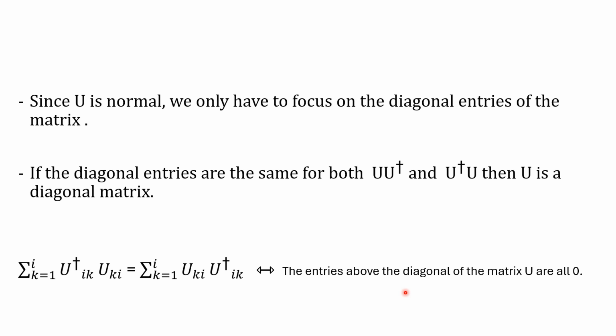So this is kind of my understanding of how we can approach this problem. But there's still some stuff that this proof is missing. For example, I don't know why, if a matrix is normal, we only need to focus on the diagonal entries of the matrix, right? This doesn't quite make sense to me.